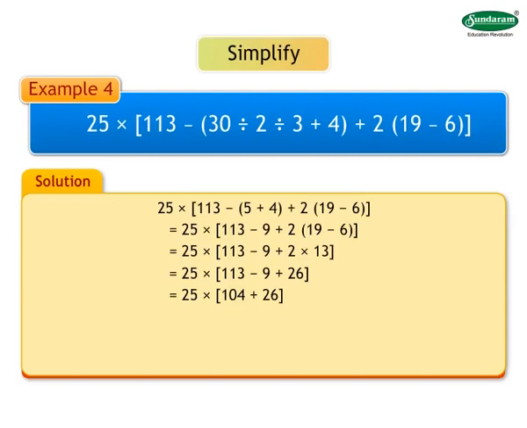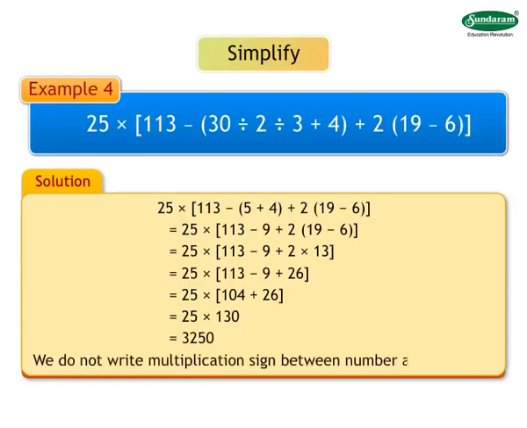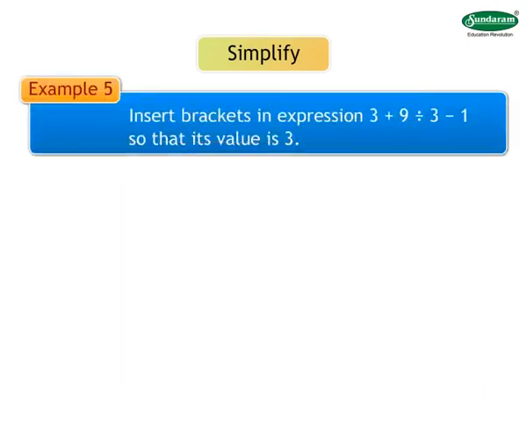equals 25 into 130, which equals 3250. We do not write multiplication sign between number and bracket. Example 5.